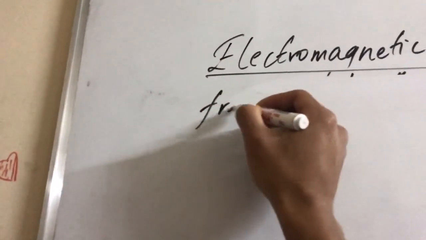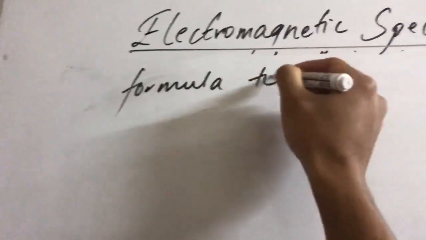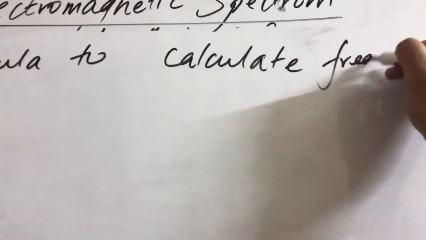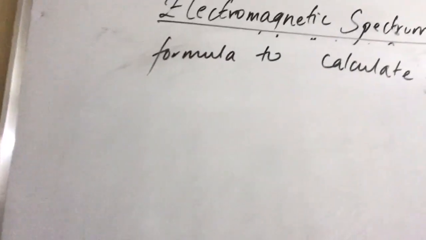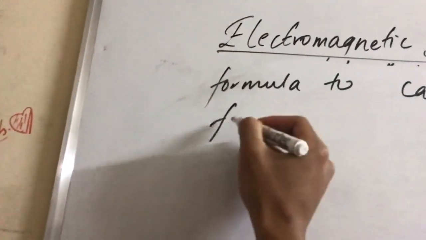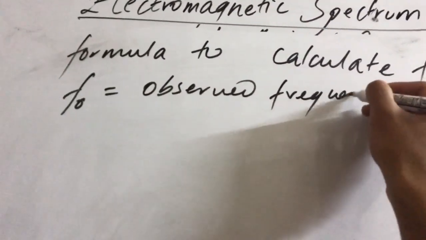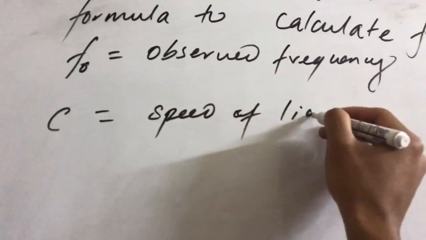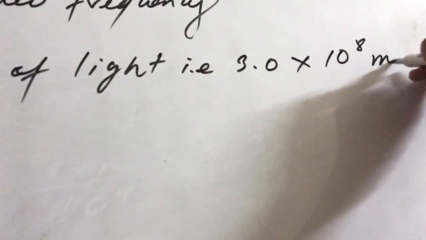Alright, so we'll be calculating the frequency. The formula to calculate frequency: f is the frequency, and c is the speed of light, that is 3.0 into 10 to the power 8 meters per second.